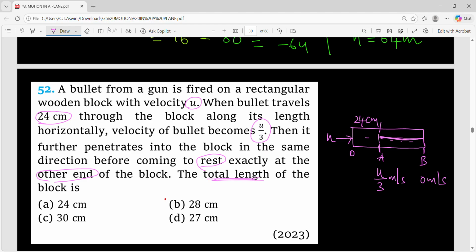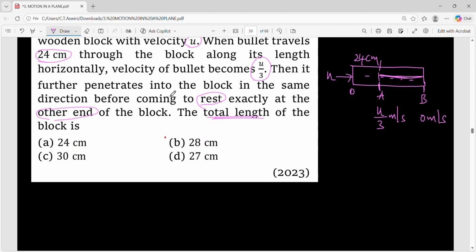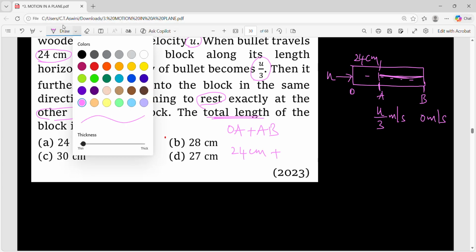Now what is the question? Total length of the block. How do we find the total length of the block? Can I say it is OA plus AB? Already we have OA as 24 centimeters. Now let us find out the AB distance, and then you can add up and you'll get the length of the block. Very simple. At O, speed is u. At A, speed is u by 3. At B, speed is 0. OA distance is 24. Find out the AB distance and just add them. OA and AB. You'll get the answer.